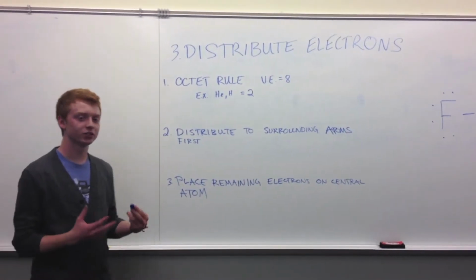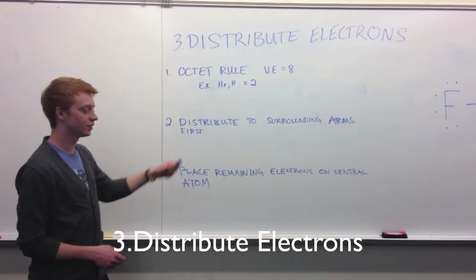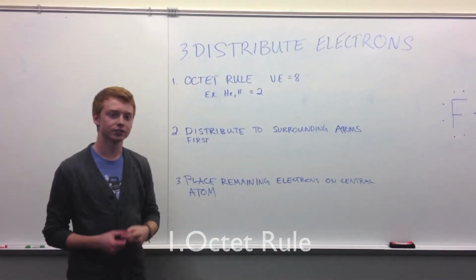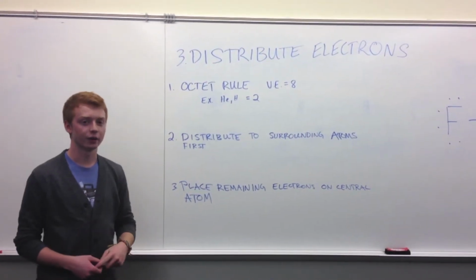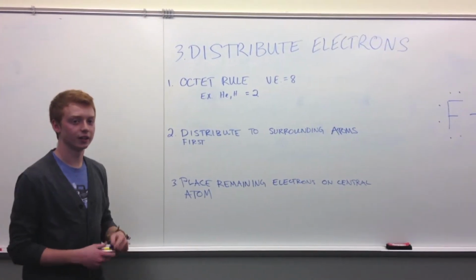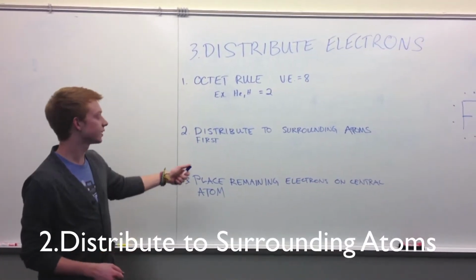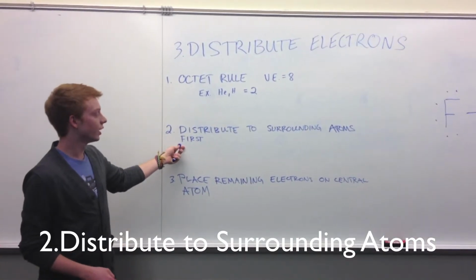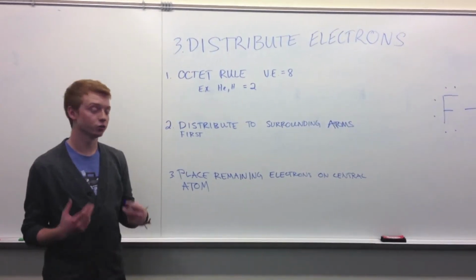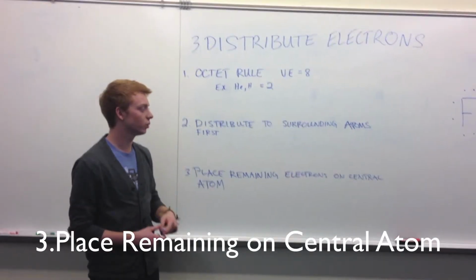Okay, so now that we've built the structure, we're going to look to distribute the electrons next. First thing you need to know is the octet rule. Atoms look for 8 valence electrons surrounding them. That will fulfill the octet rule. The notable exceptions to this rule are helium and hydrogen, which just look for 2 electrons. And then the next thing you're going to do is distribute electrons to the surrounding atoms of your molecule first, and then after that, any remaining electrons will go around the central atom.